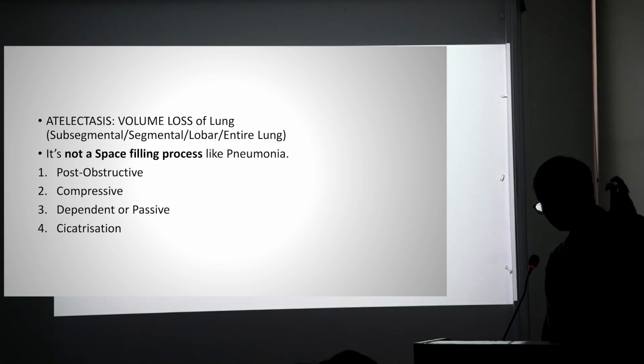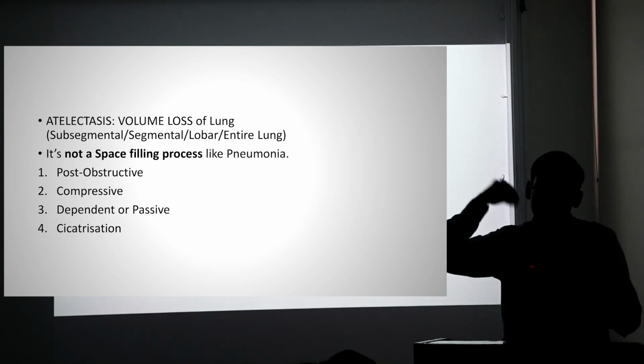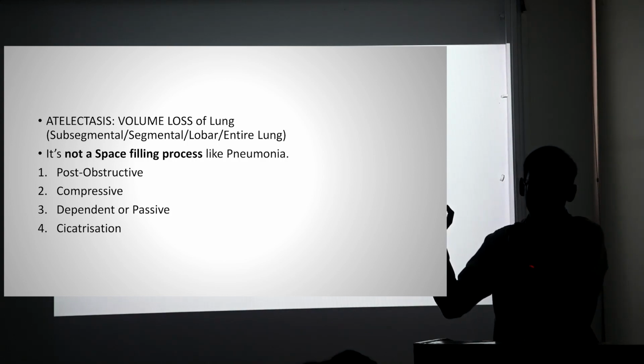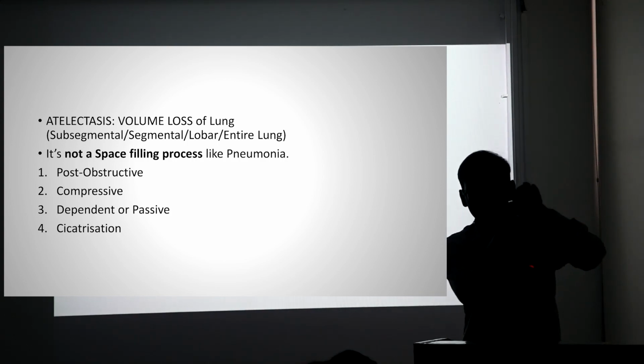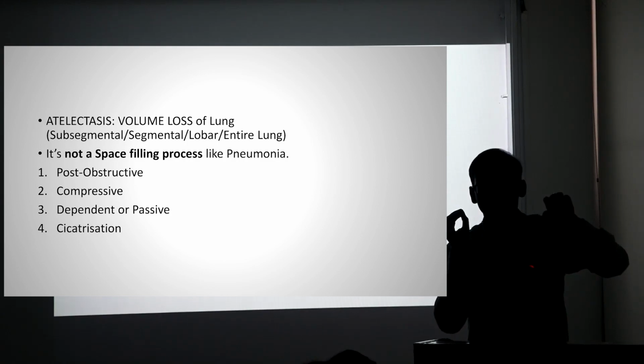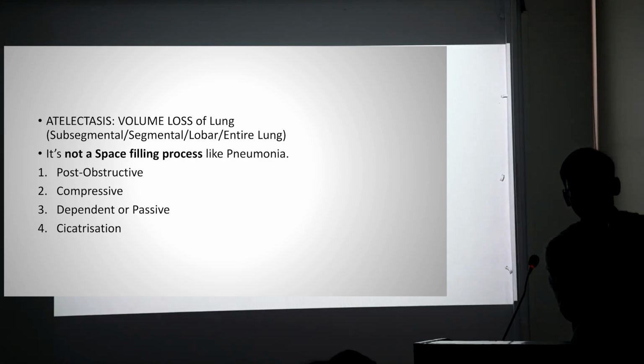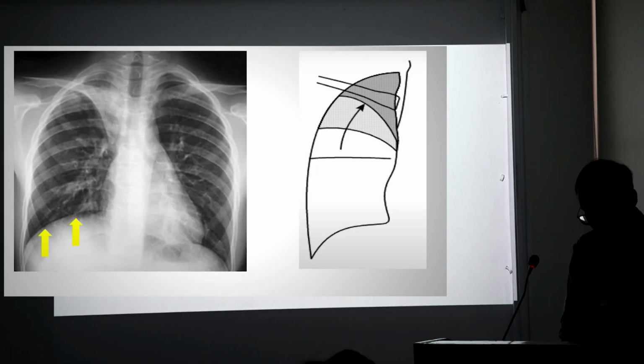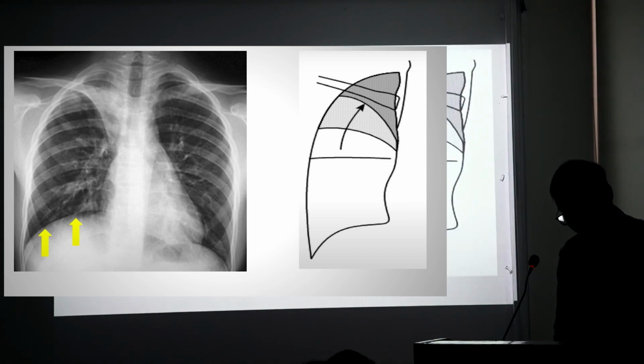So we have completed the air filling disorders. Now we'll go to atelectasis. What is atelectasis? In pneumonia, there was a lot of material being collected inside the bronchus and alveoli. Suppose I obstruct the airway with something. Post obstruction, air will be gone and there will be volume loss of lung. So there are 4 types of atelectasis. In atelectasis, what is happening? The fissure is being dragged.